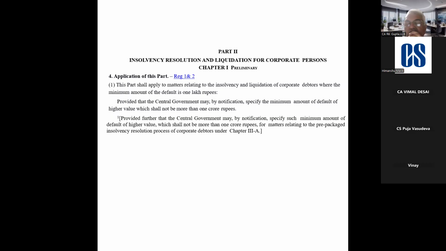But for this IBC, the minimum amount of default is 1 crore rupees, except in case of corporate MSMEs, where the amount of default is 10 lakhs. But in case of corporate MSMEs, there is another restriction. The restriction is that only the corporate person, only the corporate debtor, can go in for this pre-pack process. The creditors cannot go in for this process. That is another restriction about which we will read in detail later.